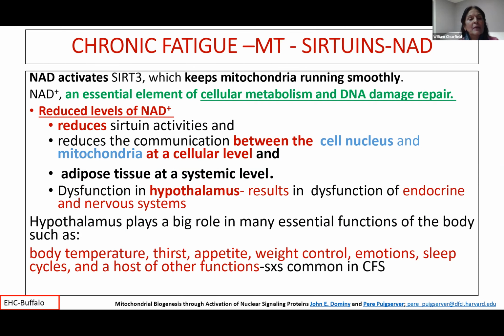However, reduced levels of NAD reduce the sirtuin activities and reduce the communication between the cell nucleus and mitochondria at the cellular level, and in adipose tissue at a systemic level, causing dysfunction in the hypothalamus, and that results in dysfunction of the endocrine and nervous system. The hypothalamus plays a big role in many essential functions of the body, and when it dysfunctions, it causes dysfunction in body temperature, thirst, appetite, weight, emotions, sleep cycles, and a host of other functions. So many symptoms develop in patients with chronic fatigue syndrome.